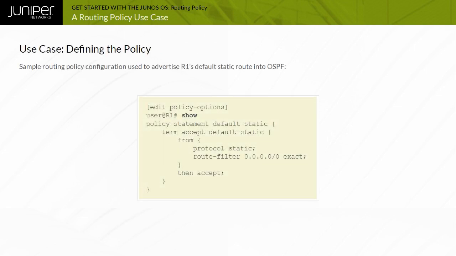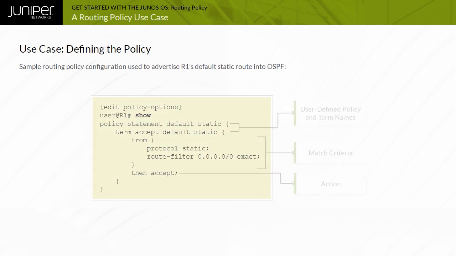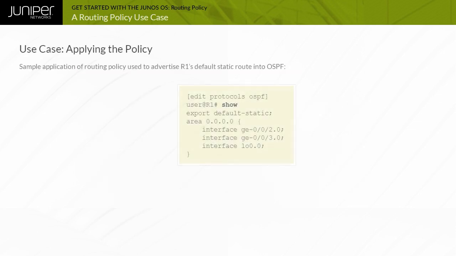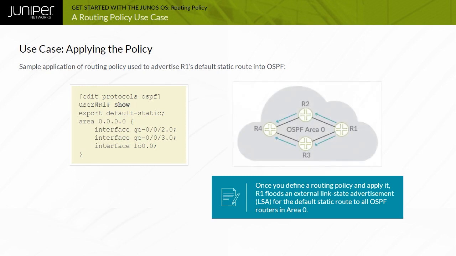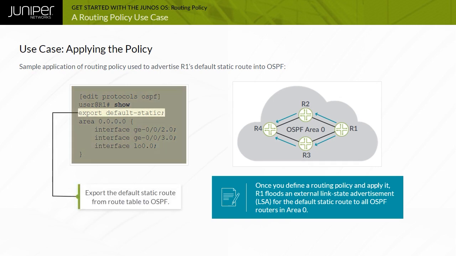This is a sample routing policy configuration that you can use to advertise R1's default static route into OSPF. This example shows the application of the defined sample routing policy. Note that once the routing policy is applied and the new configuration is activated through a commit, R1 should begin advertising the default route as an external link state advertisement, or LSA, to other routers within OSPF Area 0.